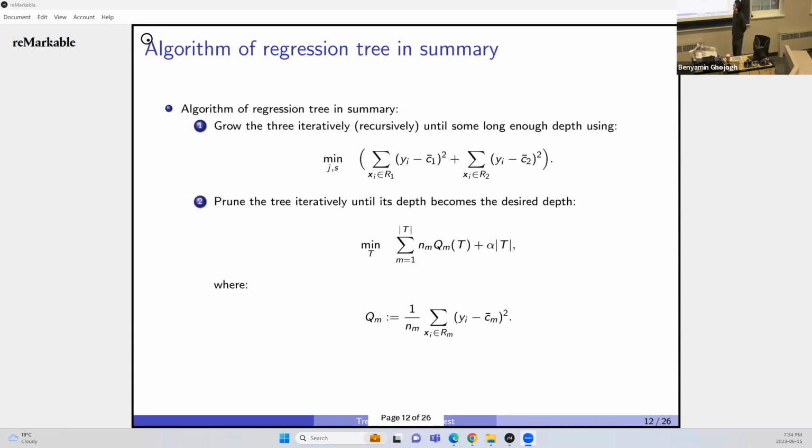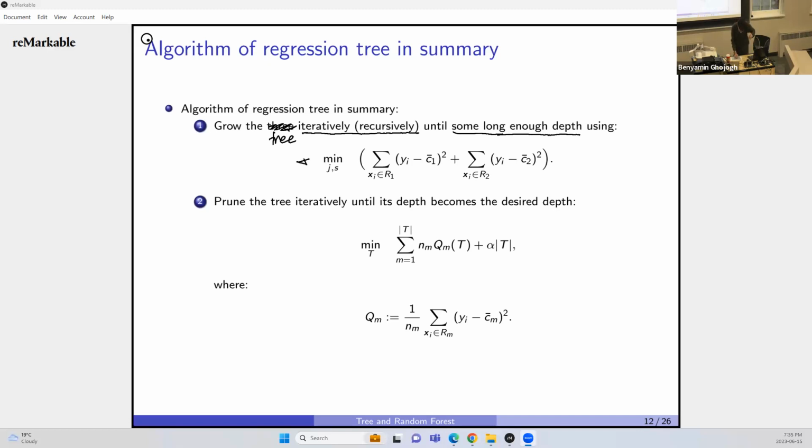Okay. Now, algorithm of regression tree in summary. As I said, tree can be used either for regression or classification, right? Grow the tree iteratively or recursively. Why? Because in coding, you grow the tree recursively by recursion, right? Grow the tree iteratively or recursively until some long enough depth, okay?